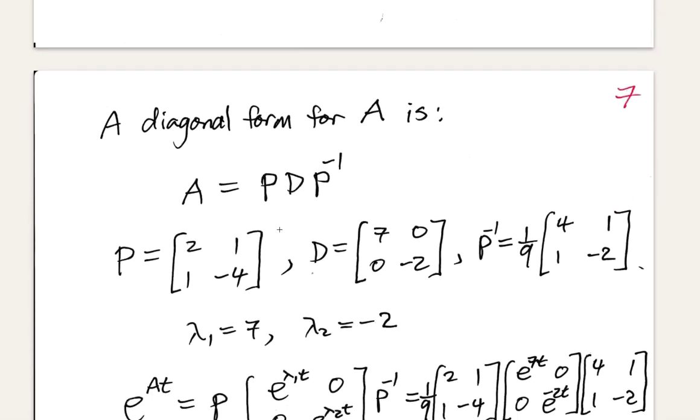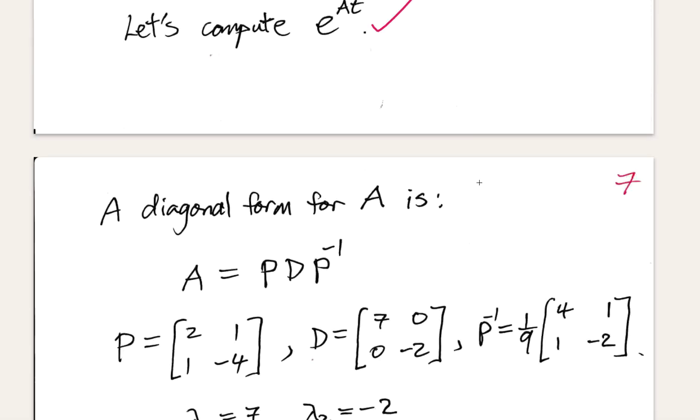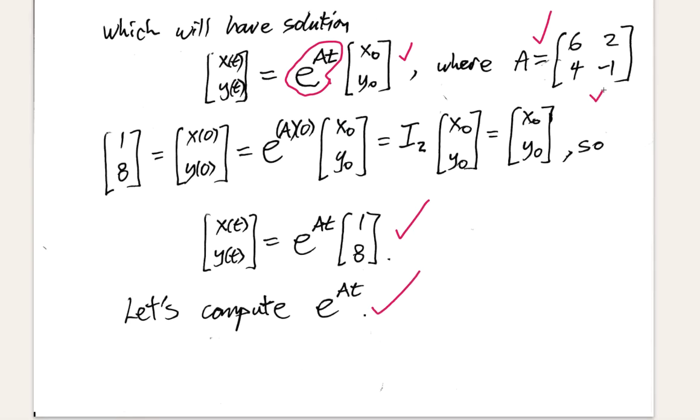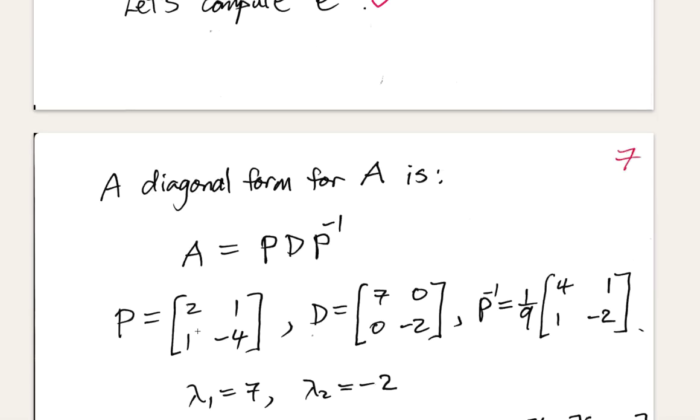If you go through and diagonalize this, you find that this matrix A that we're working with up here has eigenvalues 7 and -2. Then you can go ahead and find corresponding eigenvectors: (2, 1) corresponding to 7, and (1, -4) corresponding to -2. So we've got P reading across 2, 1, 1, -4, and D, 7, 0, 0, -2.